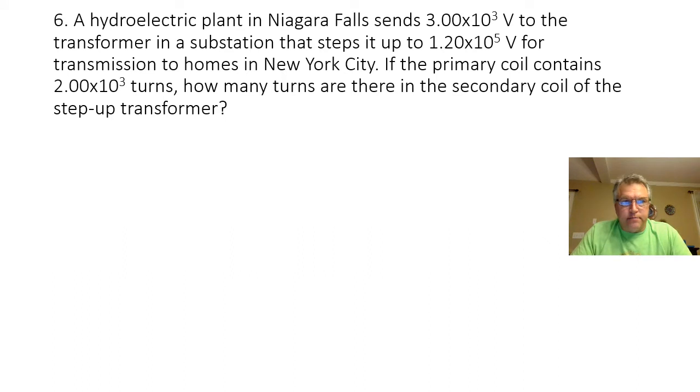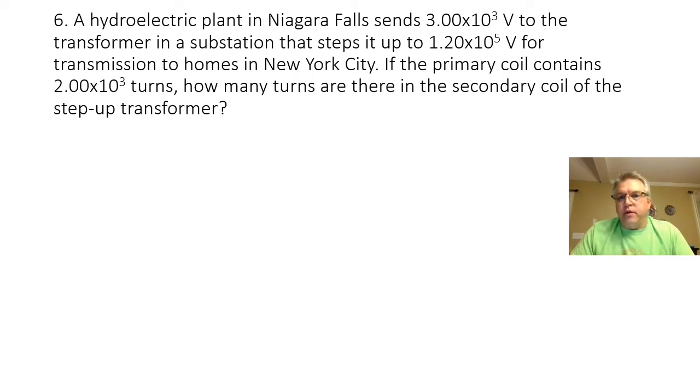Problem 6. A hydroelectric plant in Niagara Falls sends 3.00 times 10 to the third volts to the transformer in a substation that steps it up to 1.20 times 10 to the fifth volts for transmission to homes in New York City. If the primary coil contains 2.00 times 10 to the third turns, how many turns are there in the secondary coil of the step-up transformer?